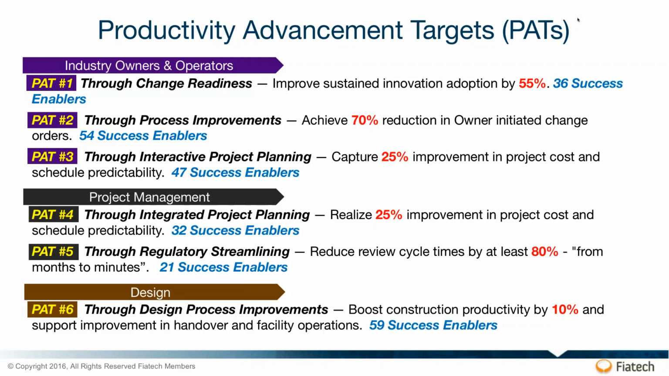So change readiness is a big thing. As the data showed last fall, we have to improve our ability to sustain adoption of this kind of change through our project environment. Reduction in owner-initiated change and interactive project planning are key elements to stop the cost bleeding, if you will, as we make changes after authorization. And then PATs 4 and 5 are around project management, integrated project planning, and regulatory streamlining, and they're really focused on predictability and cycle time reduction.